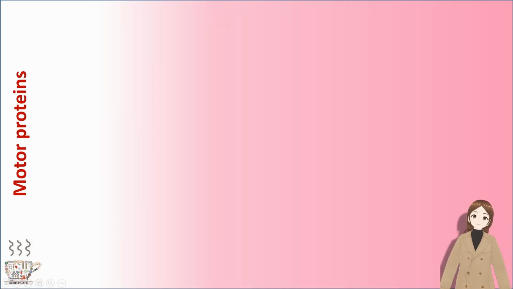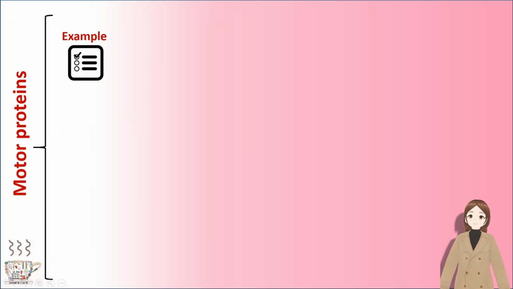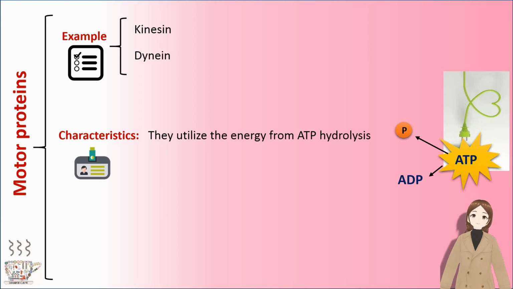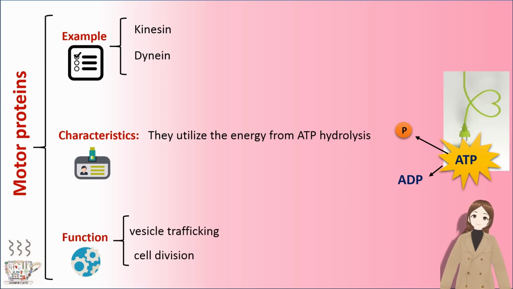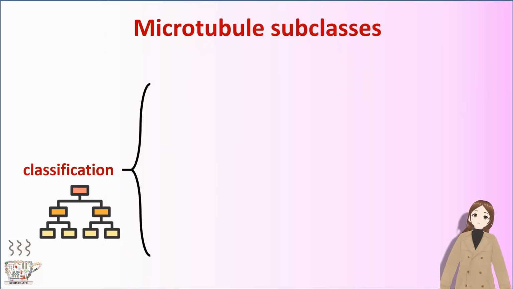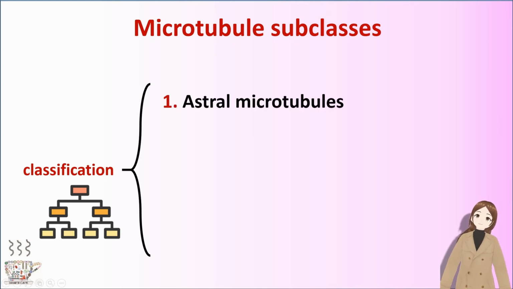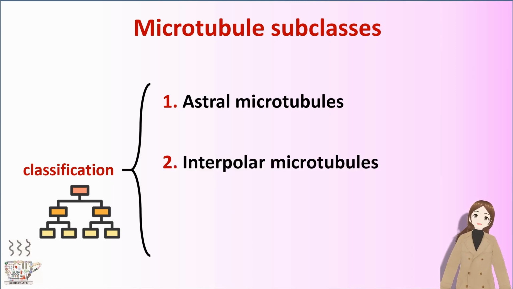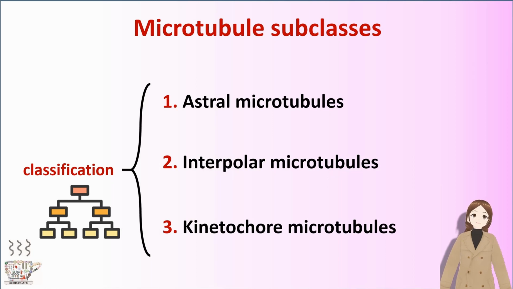Motor proteins. Two important examples of motor proteins are kinesin and dynein. They utilize the energy from ATP hydrolysis. They play a role in vesicle trafficking and cell division. Microtubules can be divided into three subclasses: astral microtubules, interpolar microtubules, and kinetochore microtubules.